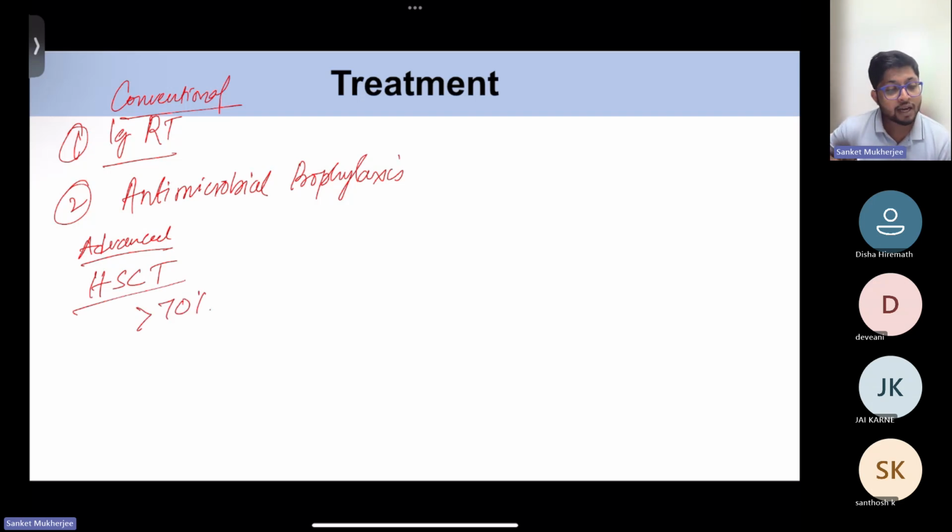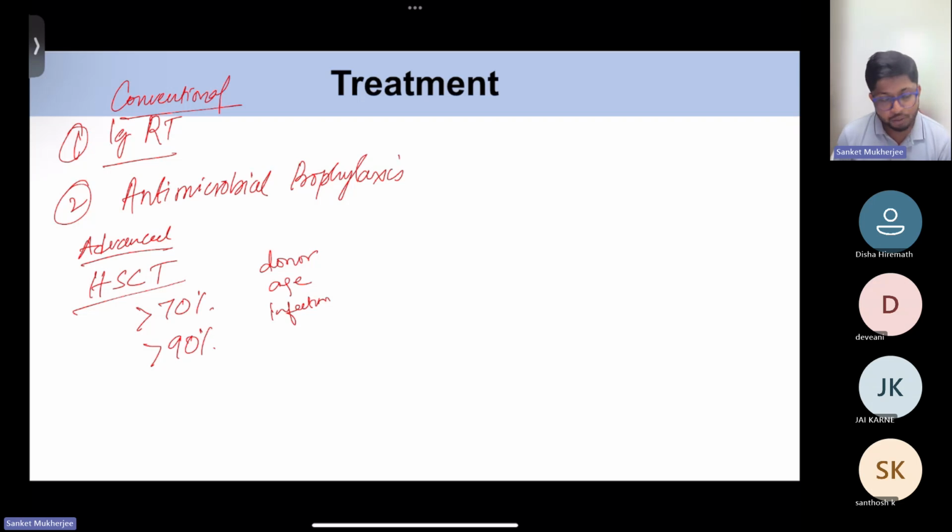However, if you have a genetically identical sibling, the survival becomes more than 90%. However, there are several factors which influence this survival rate: the donor matching, the patient age, and whether infection is already present or not. If infection is already present, since these patients are immunocompromised, it will lead to complications.